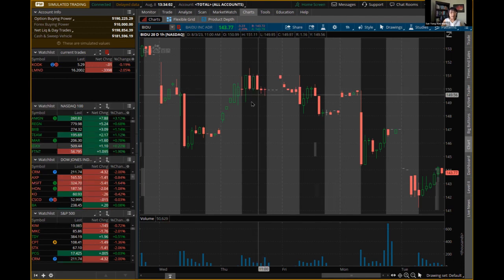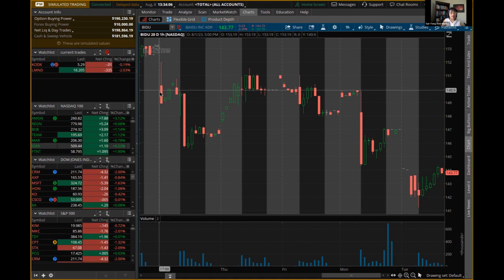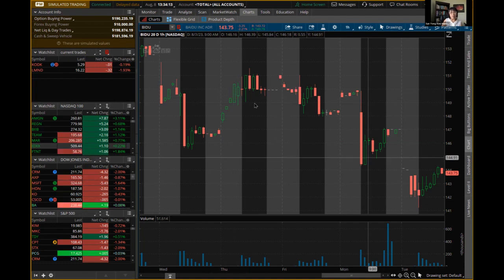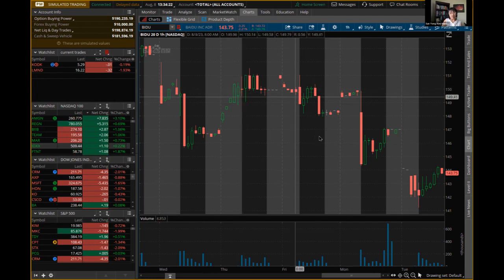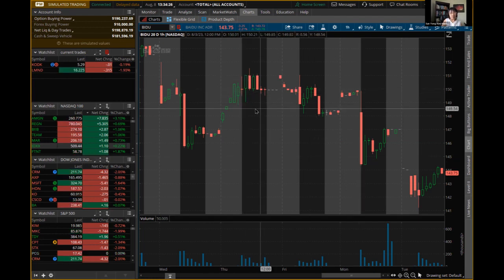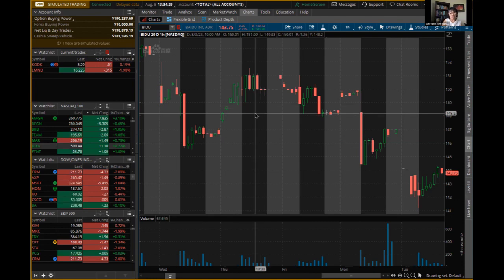Square candles. And so, you know, red means people are selling off, and green means people are buying. Okay, so more people bought today on this BIDU company than sold. That's how you could tell whether people are selling or buying.